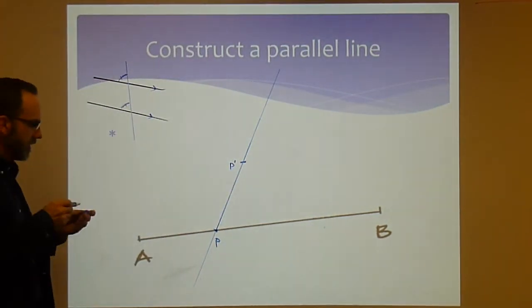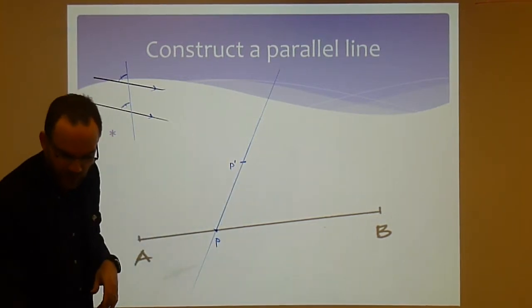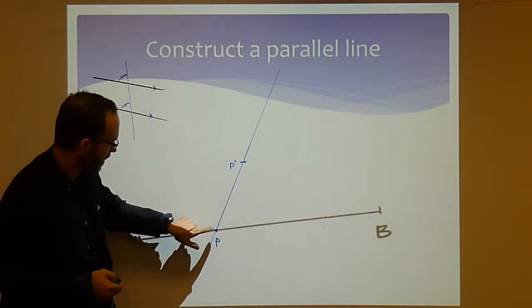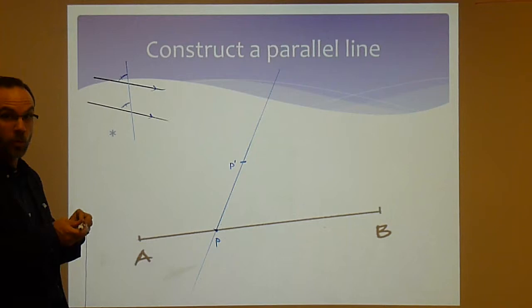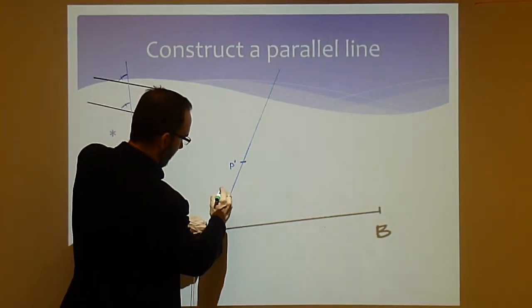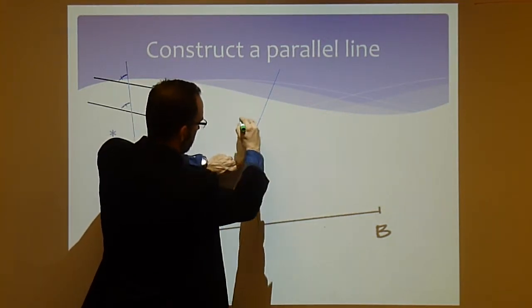Okay, so now I'm going to draw my parallel line through that point. Here's what I'm going to do. I'm going to reproduce this angle right here, up there. So now remember how to reproduce an angle? All I need to do is take my compass and start with an arc. And then come up here and do the same thing.